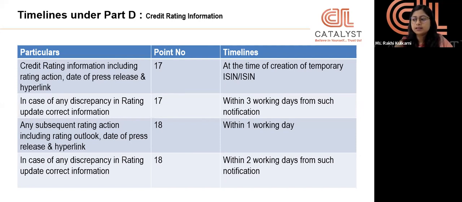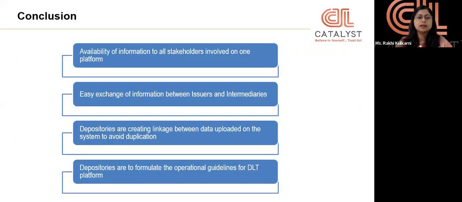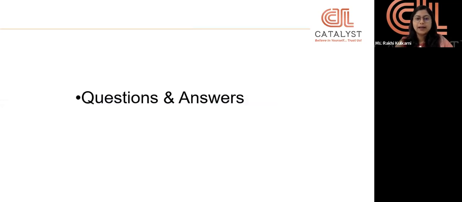So these are the basic parameters for us. And then let's sum up this presentation with a few understandings with respect to why SEBI came out with this circular. So basically, giving a common platform for all the stakeholders and easy exchange of information between issuers and intermediaries. That is the primary objective of this circular. So these are the parameters.